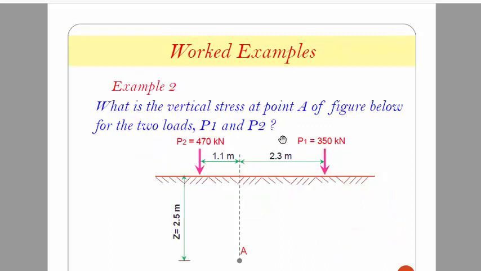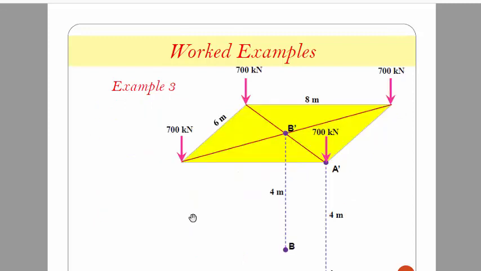So this is an example of vertical stress. Students, these are the worked examples you can solve. Suppose there are two point loads at a distance. What is the vertical stress at point A for the given loads P1 and P2? P1 is 350 kilonewton, P2 is 470, the distances are 1.1 and 2.3, and Z is 2.5 meter. Also solve this diagram, where loads are applied.